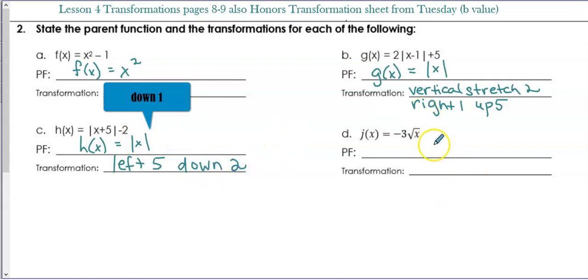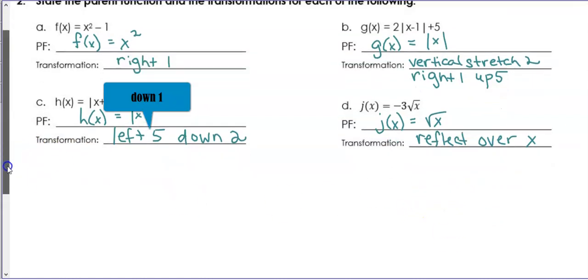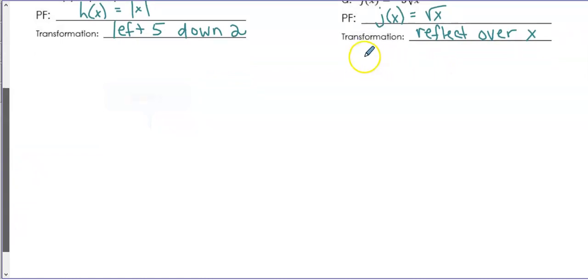Okay, and then the last one is a square root function. Parent function would be square root of x, and it had 2 transformations, and the first one is reflect over x-axis. And the second one is a vertical stretch. I'm going to move this up so it's a little bit easier to write. Vertical stretch 3.